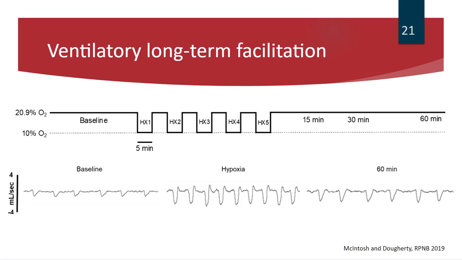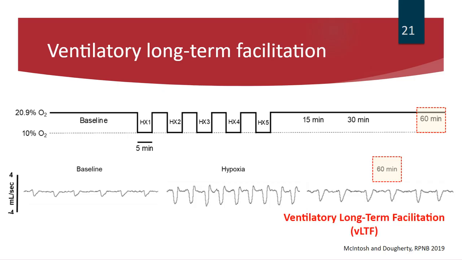If you compare the baseline flow trace on the left-hand side on the bottom to what happens 60 minutes after this intermittent hypoxic stimulus, you can appreciate that the amplitude of that signal has increased. Now, if we can show an increase in amplitude of this signal, what we're looking at is an increase in ventilation, and this in turn is another form of long-term facilitation called ventilatory long-term facilitation.